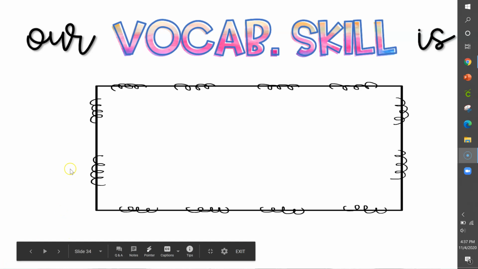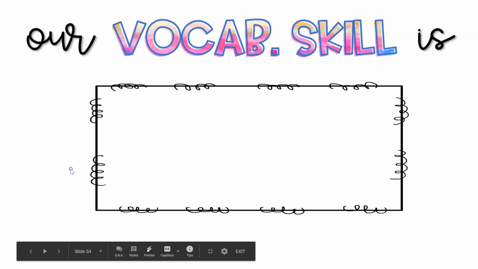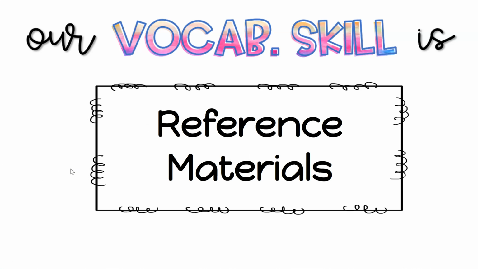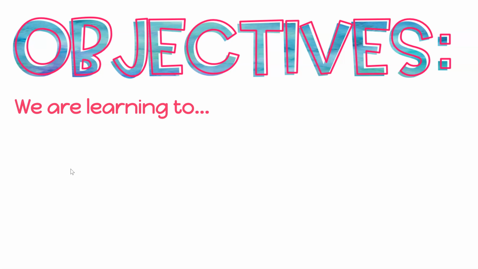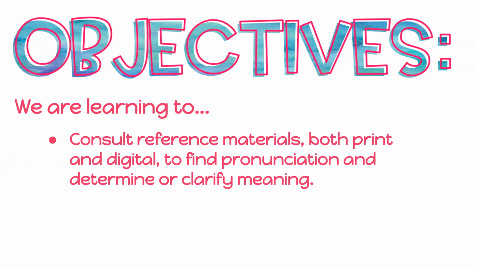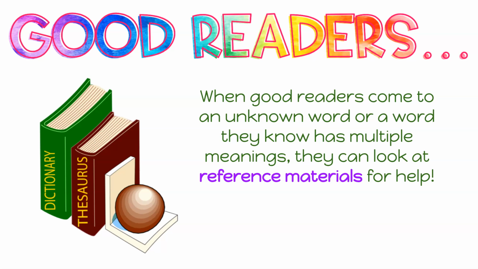Let's take a look at our vocabulary skill this week. It is reference materials. Our objectives include learning to consult reference materials, both print and digital, to find pronunciation and determine or clarify meaning. When good readers come to an unknown word, or a word they know has multiple meanings, they can look at reference materials for help.